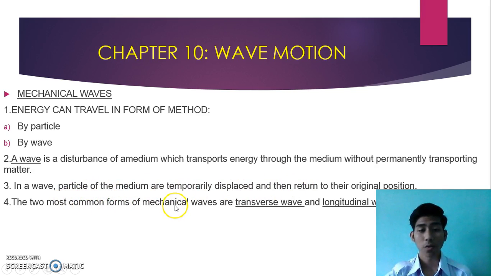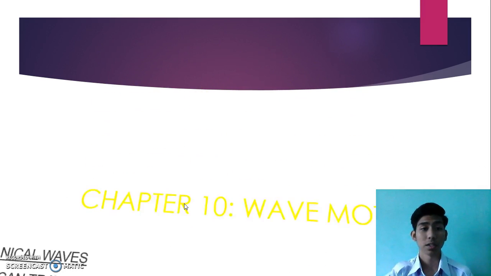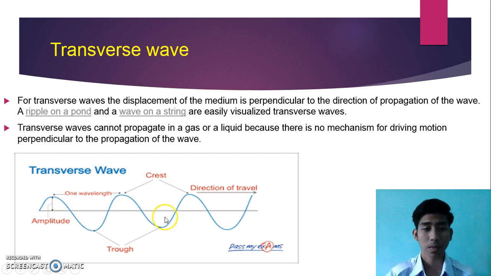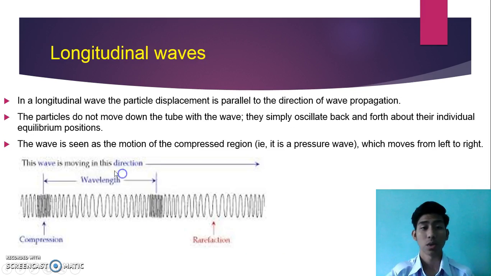The two most common forms of wave are transverse and longitudinal waves. For a transverse wave, the displacement in the medium is perpendicular to the direction of propagation of the wave. A ripple on a pond or a wave on a string are easily visualized. Transverse waves cannot propagate in a gas or liquid because there is no mechanism for driving motion perpendicular to the propagation of the wave. Okay, you can see this picture in my slide. This is a transverse wave.